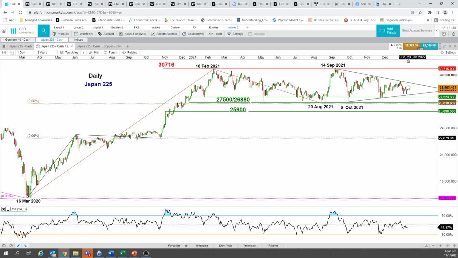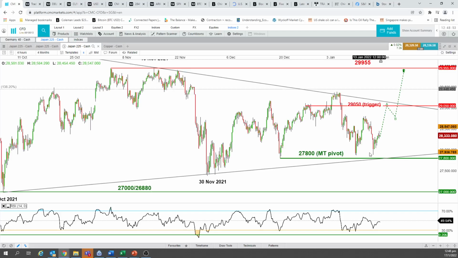All right, so no change in that strategy over here. The strategy last week is that we have a key medium-term pivotal support at 27,800, which is the lower boundary of this symmetrical triangle configuration. I adjusted the upside trigger level because as the price evolved, the upper boundary of this symmetrical triangle is sloping downwards. So I slightly lowered it to 29,050.